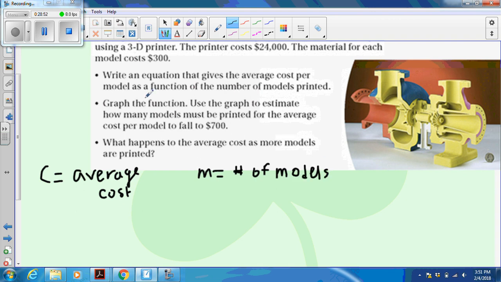Okay, now here they say write an equation that gives the average cost of the model, so our C, as a function of the number of models. Now, yesterday you guys just learned about direct and inverse variation. Here we are going to use an inverse variation with our variables C and M. So we're going to use inverse variation to represent C and M.